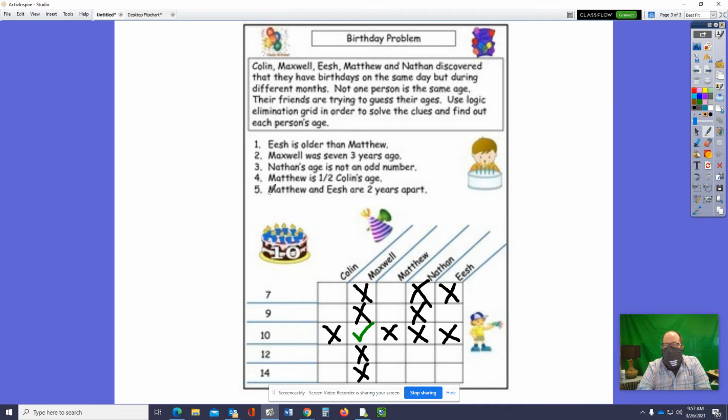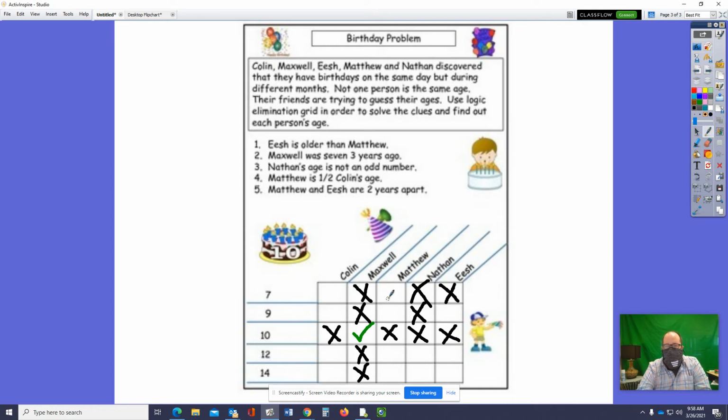Number 4, Matthew is half of Colin's age. Okay, so let's see here. So we look at Matthew here. If we take Matthew's age and double it, that's going to be Colin. If Matthew is 7, that means Colin's 14. That could work out. If Matthew was 9, that means that Colin's 18. Well, that doesn't work out because there's no 18 on there.